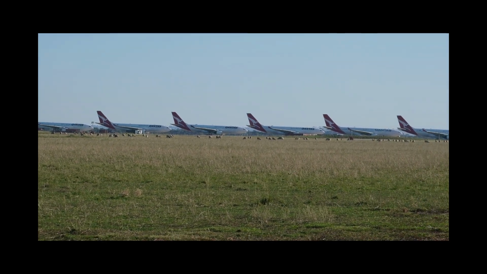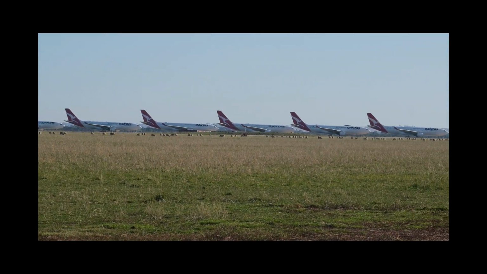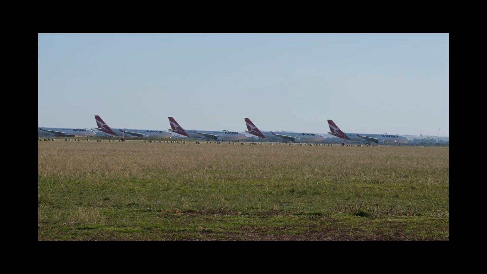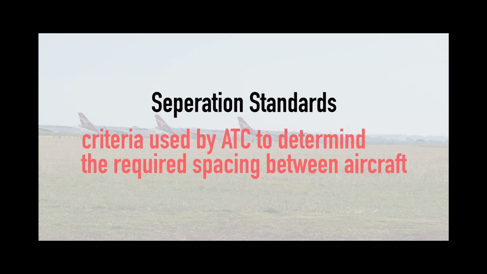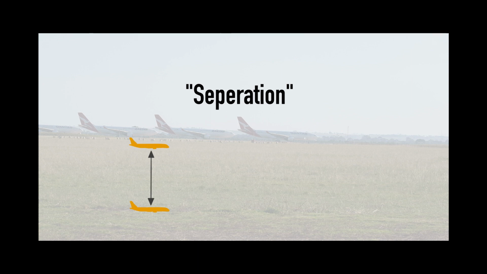Moving on to the parts of aircraft separation. When we talk about separation in air traffic control, there is a term called separation standards, which is a criteria used by ATC to determine the required spacing to achieve safety between aircraft. Separation means distance apart in the vertical or horizontal plane.